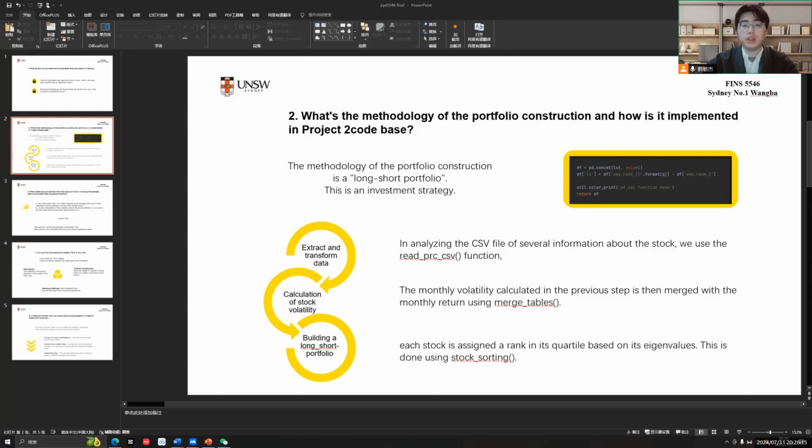So for the calculation of stock volatility, the VOL code function is used in the code. When we set the parameter CHA name to 4, the standard deviation of the daily closing price from the result of ETL, which stands for the extract, transform, load data, is used to get the calculated monthly volatility. The monthly volatility calculated in the previous step is then merged into the monthly return using merge tables.